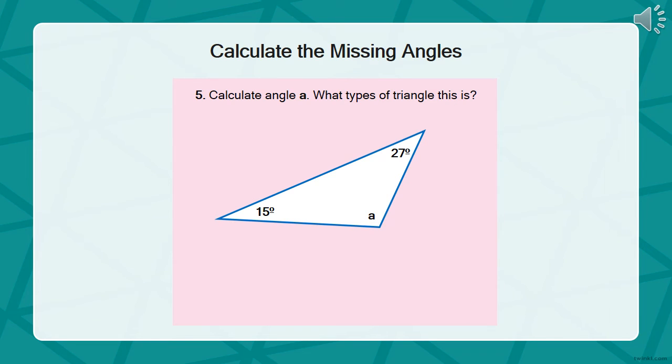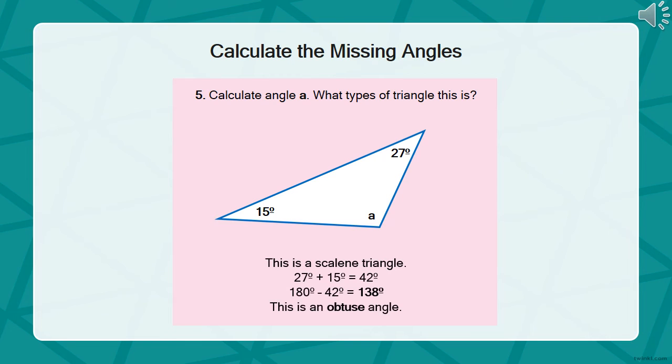One final question. Can you calculate the missing angle here? This one's simple. This is just a scalene triangle, giving us 2 angles. We can add those angles together and then subtract that from 180 to give us our final angle of 138 degrees. Now this angle is an obtuse angle as it is more than 90.